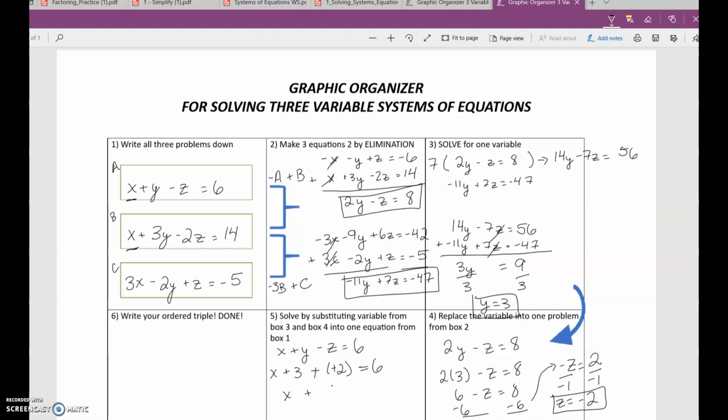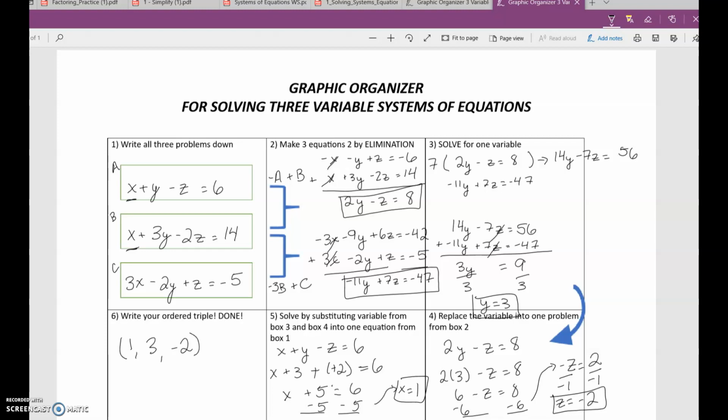So I have x plus 5 equals 6. Subtract 5. So that gives me an x equals 1. So my ordered triplet is 1, 3, negative 2.